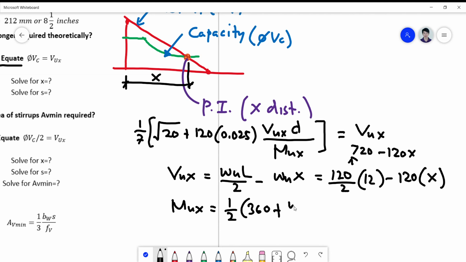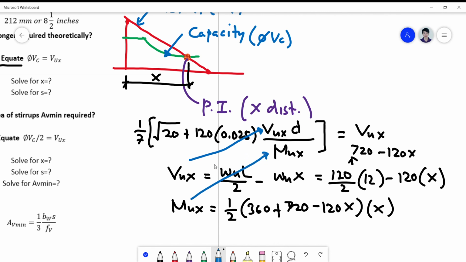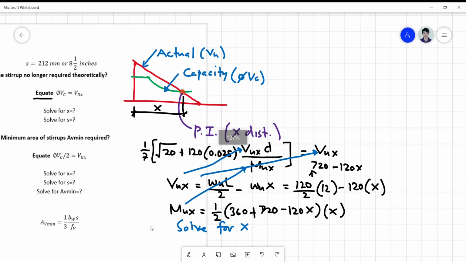Okay, so this is now 720 minus 120x, times what's the distance? X. Okay, so you now insert VU there, you insert MU there, also you insert VU there, and then solve for X. Okay, so in the equations, it's a little bit involved, but it's manageable. It's an exercise in algebra.